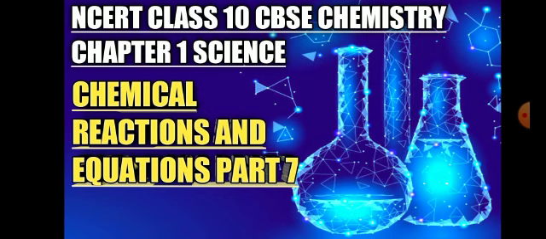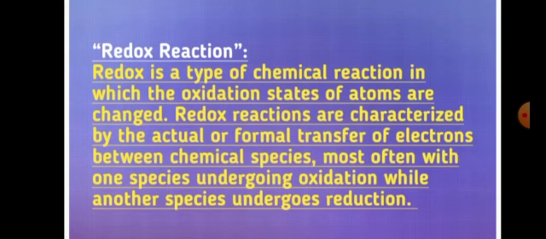And in this whole session, we will be seeing part 7 from your NCERT class 10 CBSE chemistry, that is chapter 1, chemical reactions and equations, from your class 10 science textbook. Without much delay, let's start today's session. So guys, in this session we will be learning about your redox reaction, which is your fifth type of chemical reaction and the last chemical reaction that's given in your NCERT textbook.